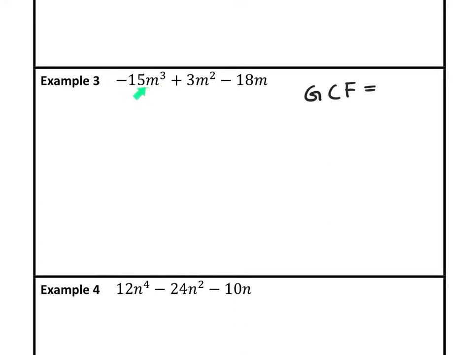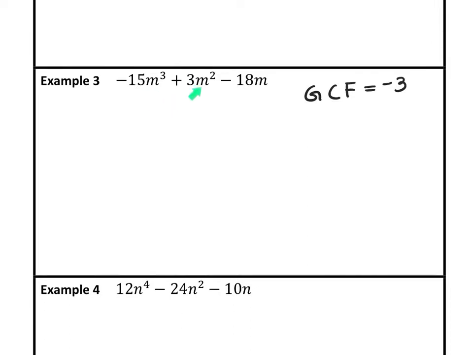And it's always nice to make sure that the first number, if it's negative, has the negative as part of the GCF. Okay, so 15, 3, and 18, they're all divisible by 3, right? But I'm going to go ahead and write negative 3 because the first term is negative.